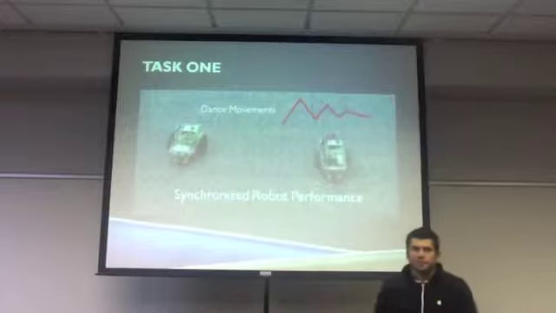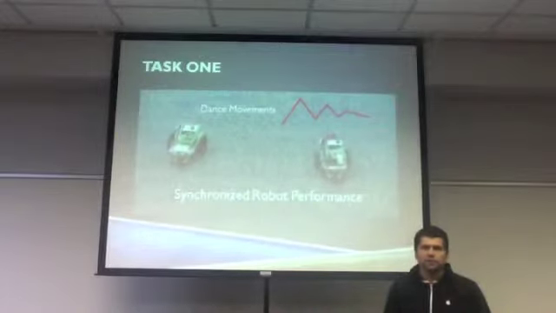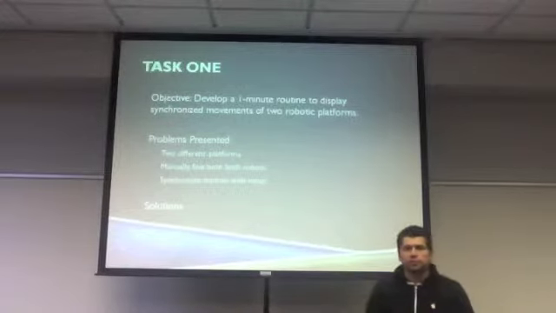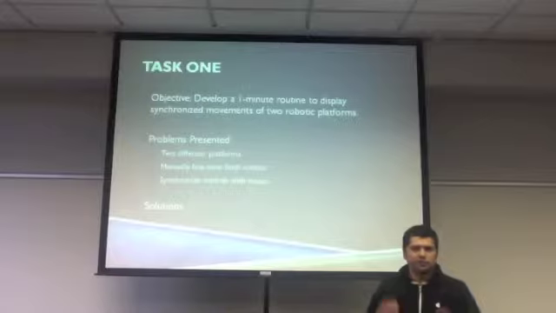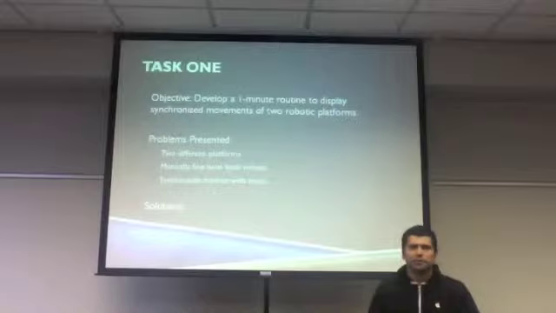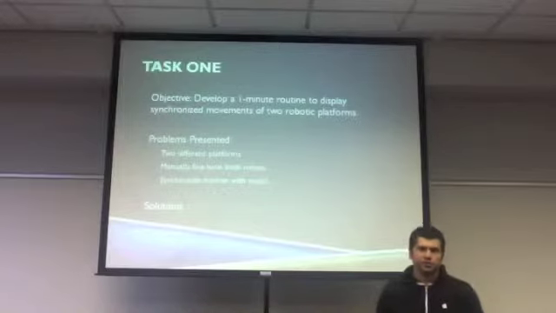For our task 1, we were asked to do a dance movement using our robots. The objective was to develop a 1-minute routine to display the synchronized movement of 2 robotic platforms. One of the problems we had with the robots was that they were all kind of different, even though they were the same. If you have different batteries, or the batteries have different charges, they will move totally different. If some of the parameters on the movement or on each of the sensors change, everything changes. So we had to manually fine-tune both robots to make sure they do the motion exactly the same.